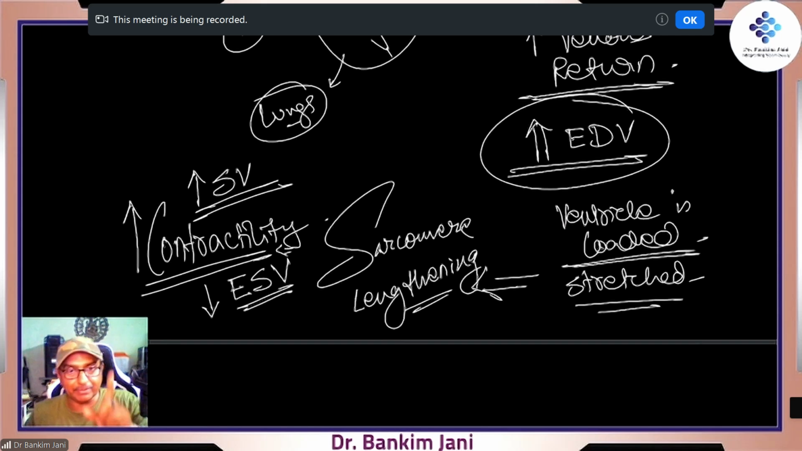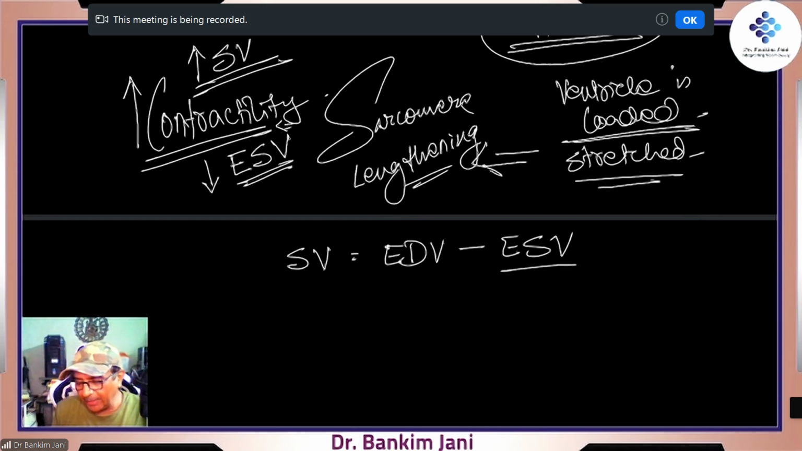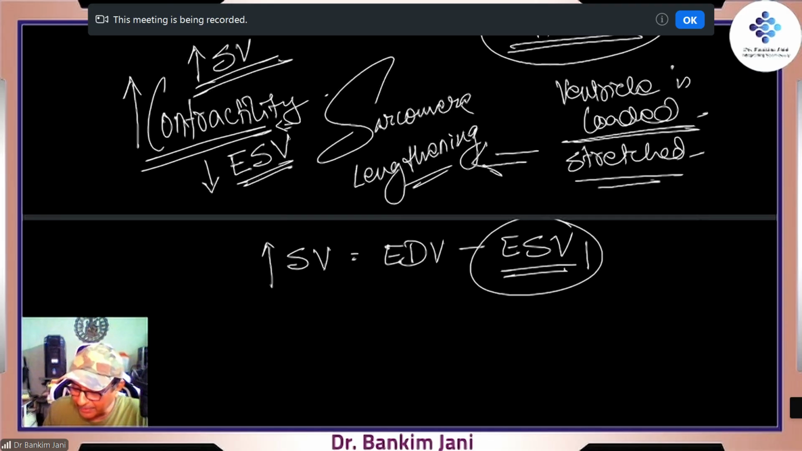So once again, when we take our calculations back, what was stroke volume? Stroke volume was equal to end diastolic volume minus end systolic volume. And now you have lowered this end systolic volume, right? Because sarcomere lengthening, increased contractility, it is contracting powerfully, throwing the blood. So thus we have got increased stroke volume, right? Because ESV is decreased. Correct? So this is the thing.